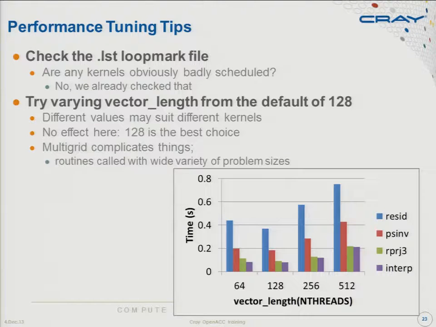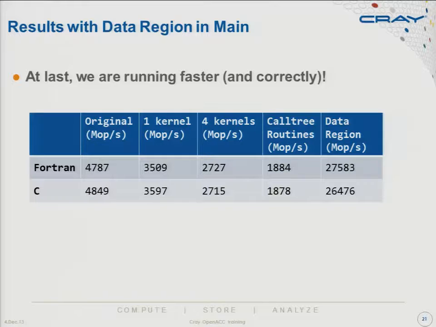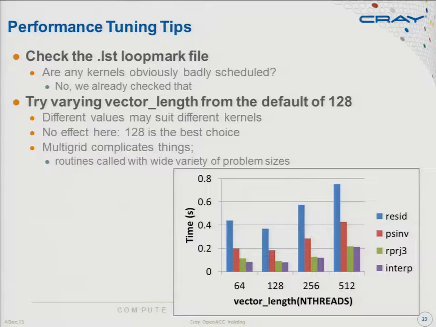So we now have the fully ported application, and we're getting good performance. It's much faster than a single CPU core. Can we do anything else? What should we do? Well, we can do the same things that we did before.